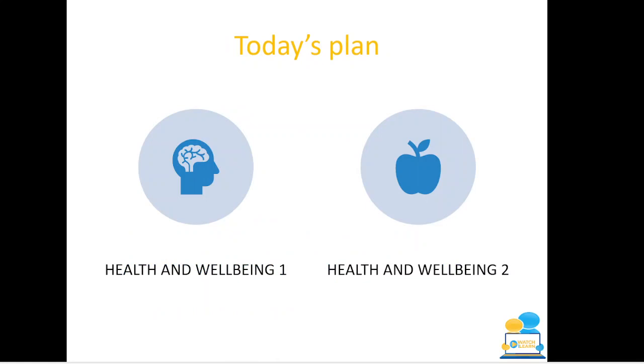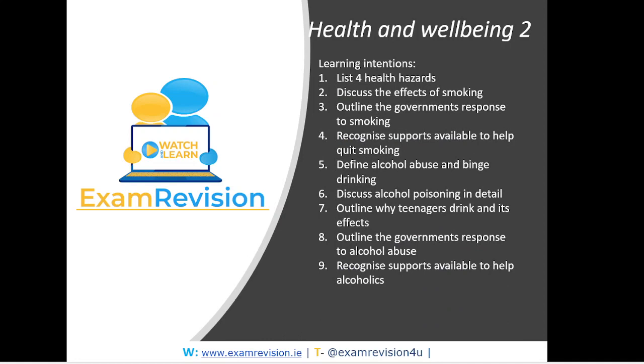So we have covered health and well-being 1 at this point, and what we're going to do is move on to the second section of this chapter. So our learning intentions now, we're going to be looking at the 4 health hazards. We're going to look at the effects of smoking. We're going to look at the government's response to smoking. Essentially recognise the supports that are available, look at alcohol abuse and binge drinking, alcohol poisoning, look at why teenagers drink and the effects, outline the government's response to alcohol abuse, and look at the supports which are available to help alcoholics.